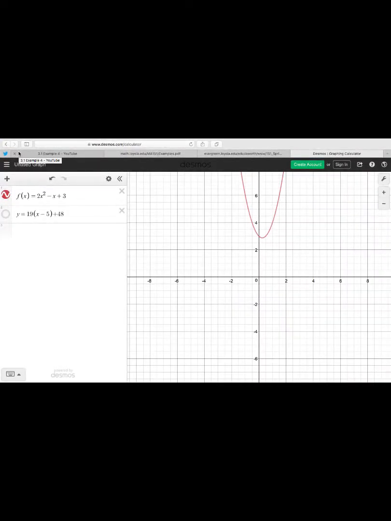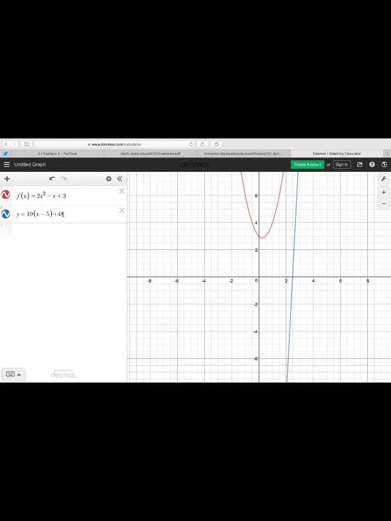Okay, so I've already gone over to Desmos and entered the original function, f of x equals 2x squared minus x plus 3. I've entered the formula for the straight line, but I haven't turned it on yet, so let me turn it on. And you can see it doesn't look very good, honestly. I cannot tell from that at all that I have a good tangent line. So let me think about what's going on. I remember in the point slope equation, 5 represents the x value and 48 represents the y value.